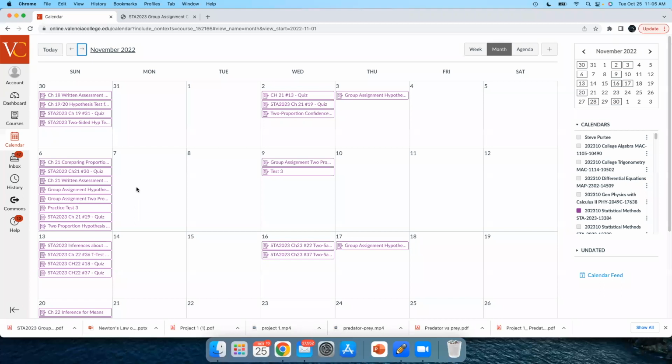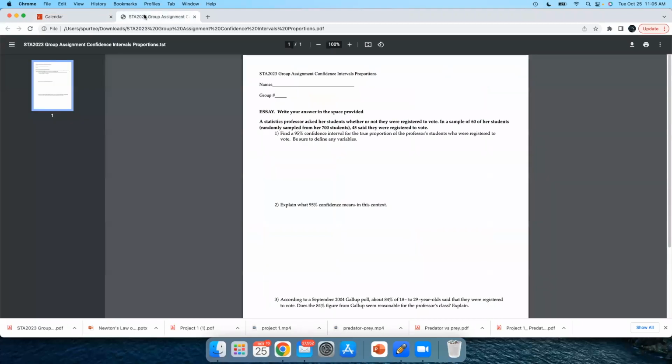So you've been doing some confidence intervals. Here's this group assignment that's due soon. I've looked through your drafts on these, and they're not all great. First thing you've got to decide is, what are you calling success and what's your population? Population is a group, not a number. It's the group you're trying to study. So here, a stats professor asks her students whether they are registered to vote. There's your group you're trying to study, and there's success.